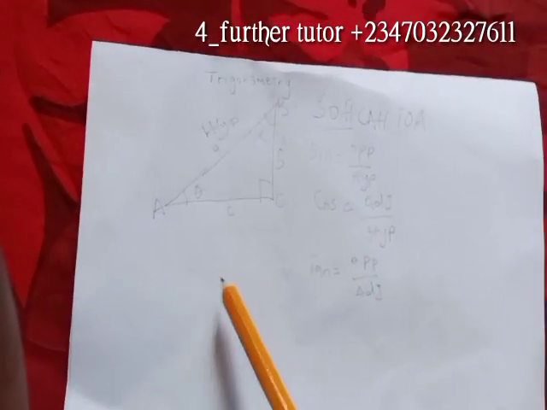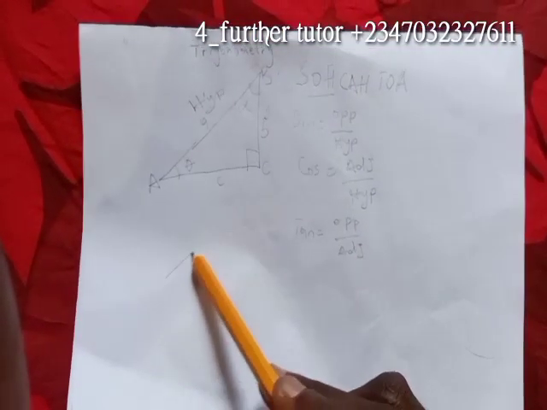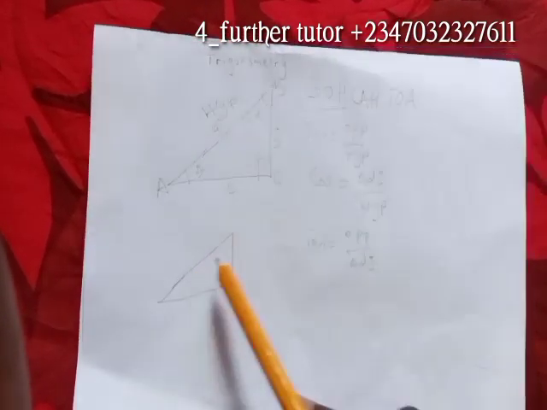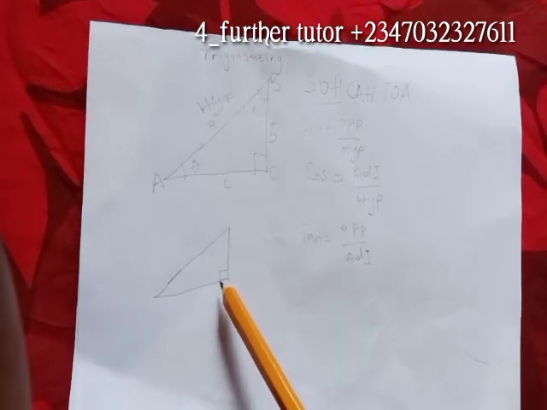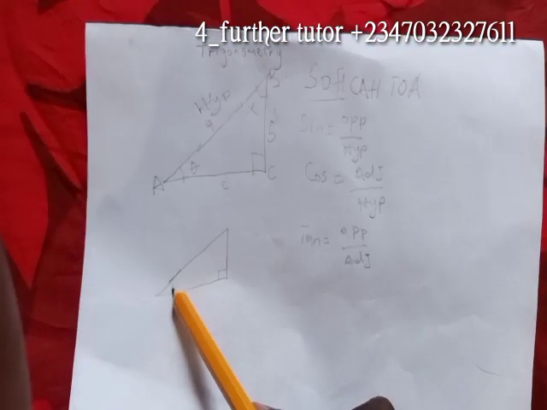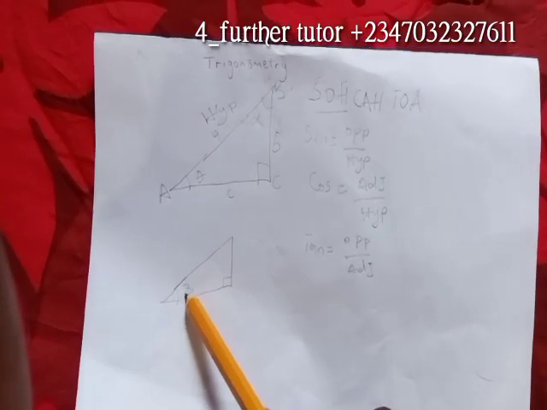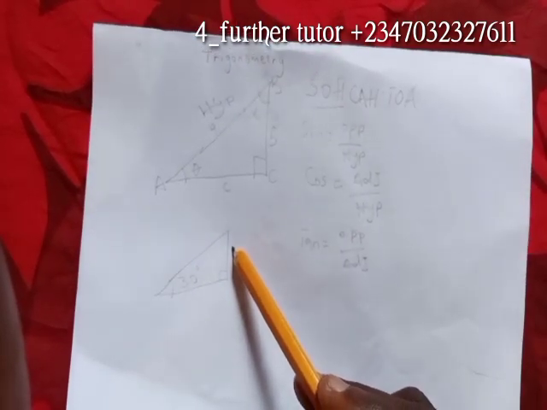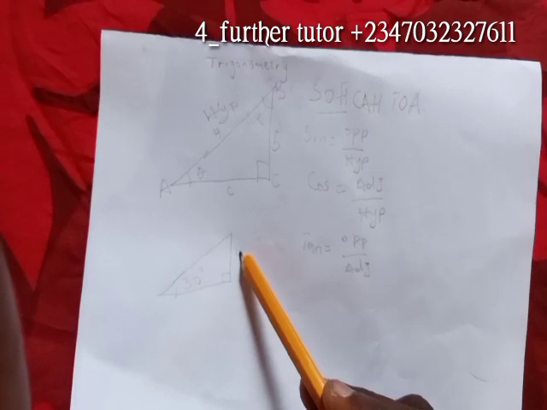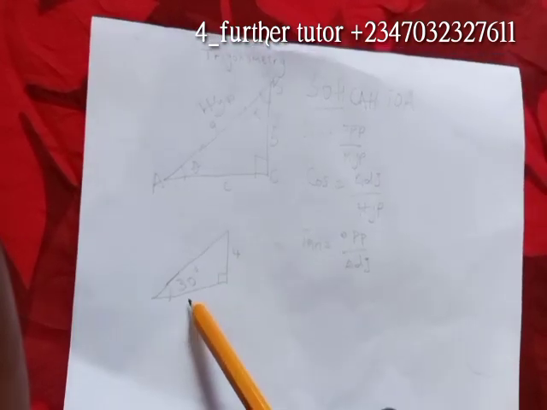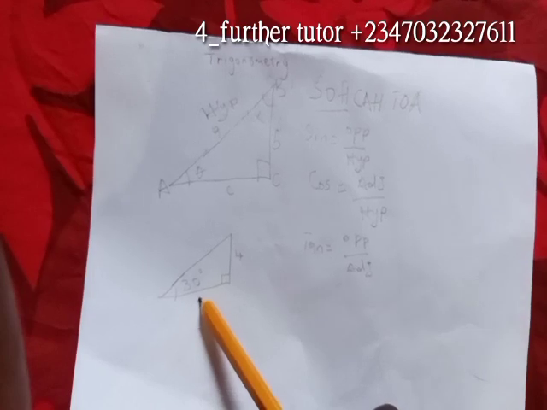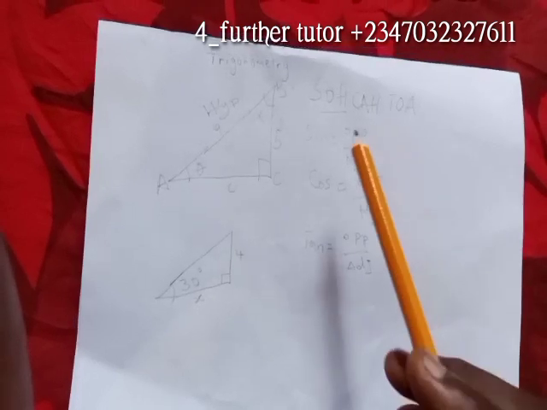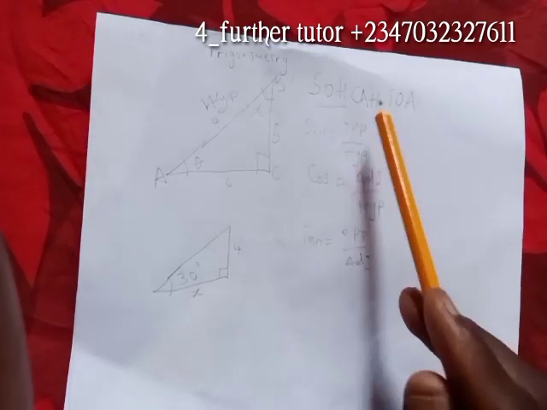Now, take for instance, flow with me. If you are given a triangle like this, a right angle triangle, remember it must be a right angle triangle, and you are told that this angle is 30 degrees, and this other side is 4 cm, and you are asked to find this other side. How do you get it? You just recall your acronym SOHCAHTOA.